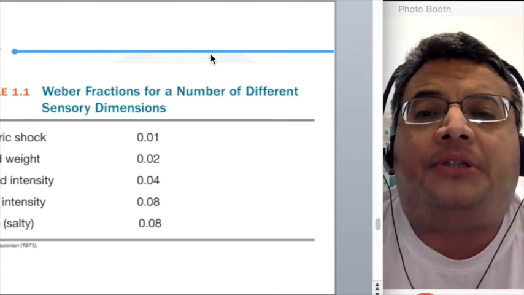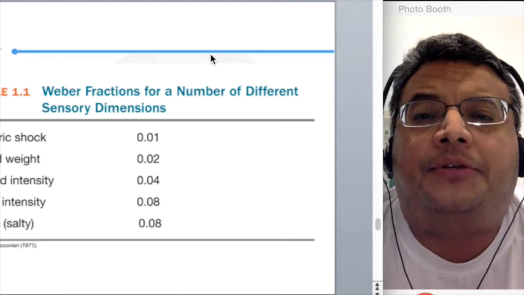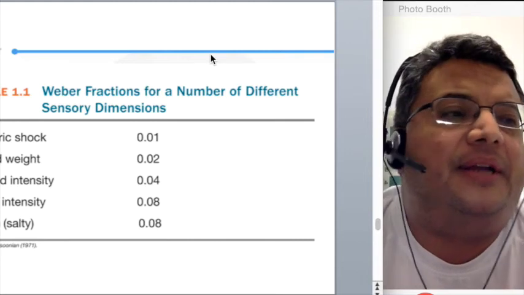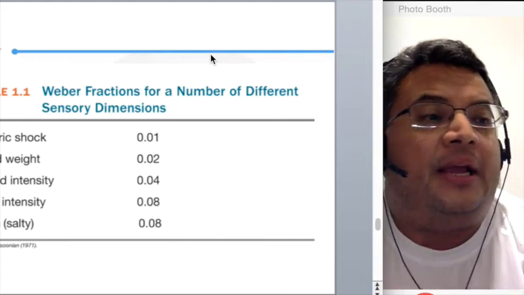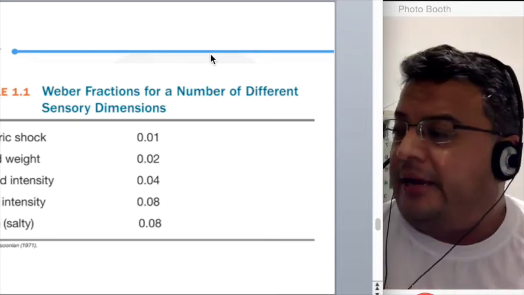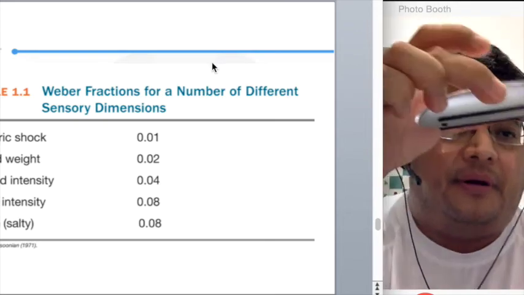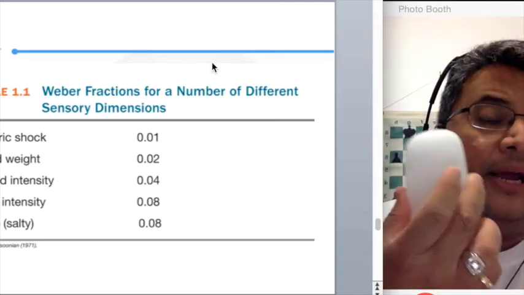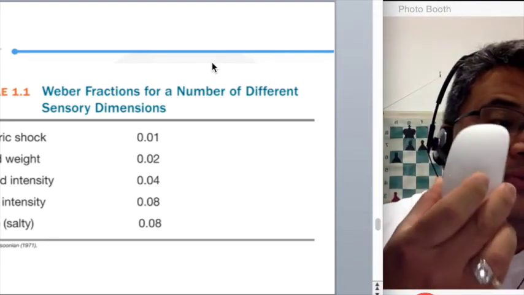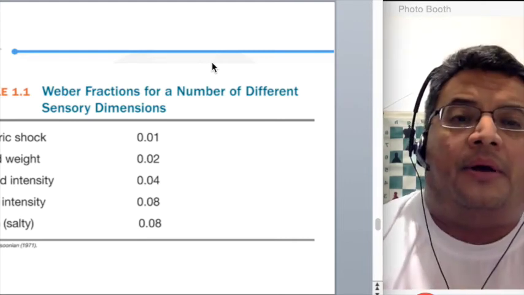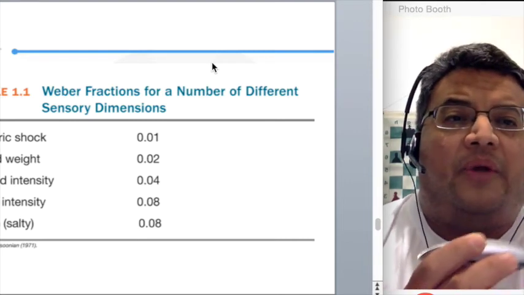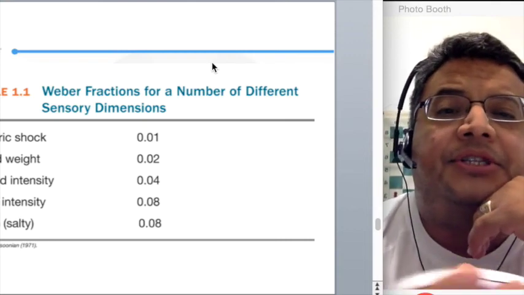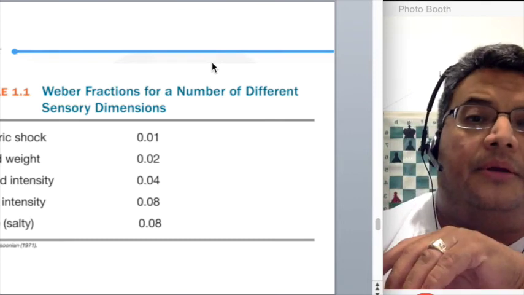Okay. So let's look at the second one, lifted weight, because that's the easiest one to understand, right? So let's say that this weight that I have here weighs 1,000 grams. So 1 kilogram. Now, if I were to add a single gram to this weight, I wouldn't be able to detect a difference, right? As you can see on this chart here, let me put my weight down.